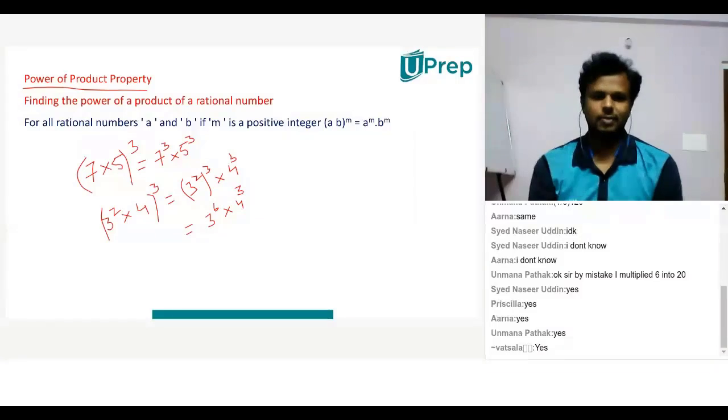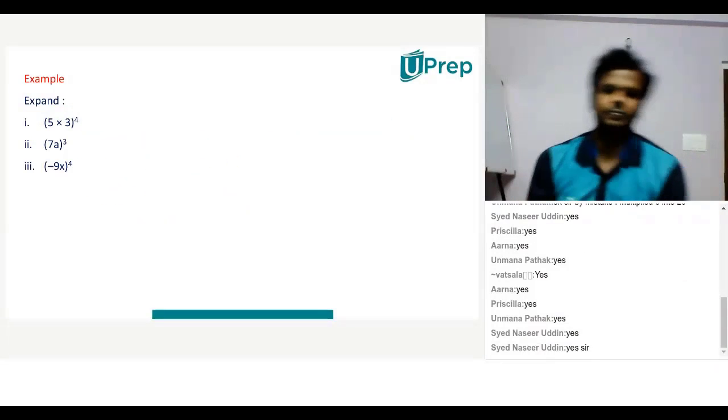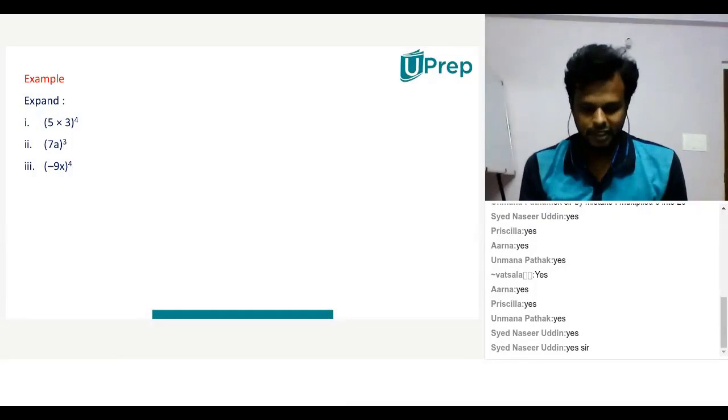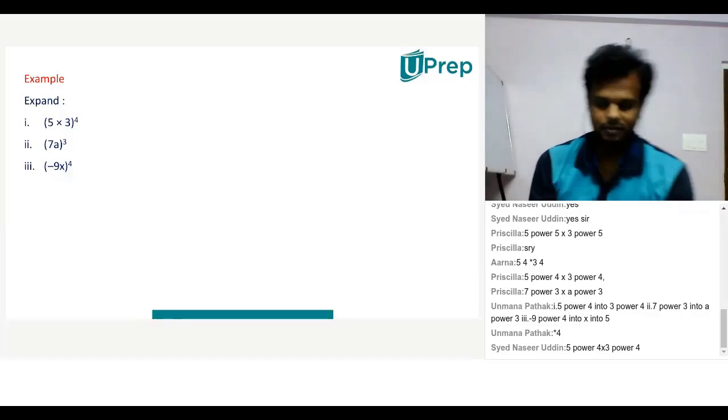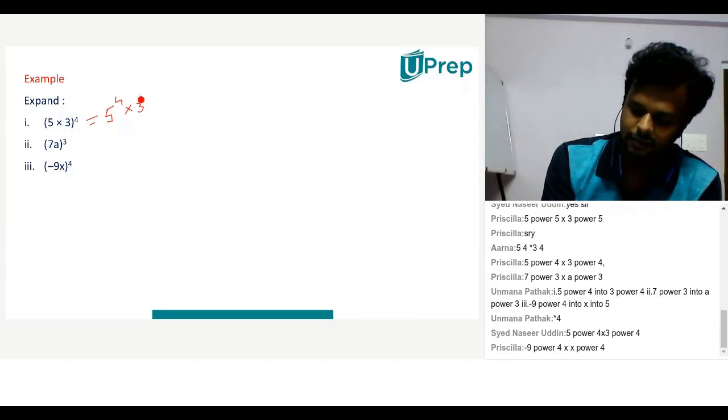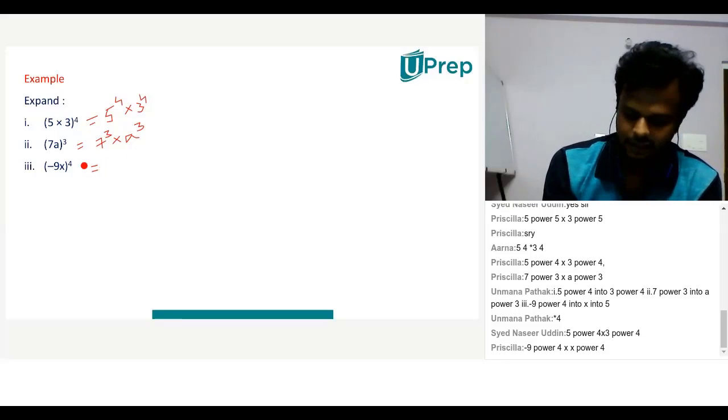Please type a yes in the chat box. So moving on. Now write these, please. Try to expand these. Put the answers in the chat box. Great, children. So I think almost all of you have written it, but still if somebody has not got it, I'll write it for them. 5 power 4 into 3 power 4. This is 7 power 3 into a power 3. And this is, children, minus 9 power 4 into x power 4.